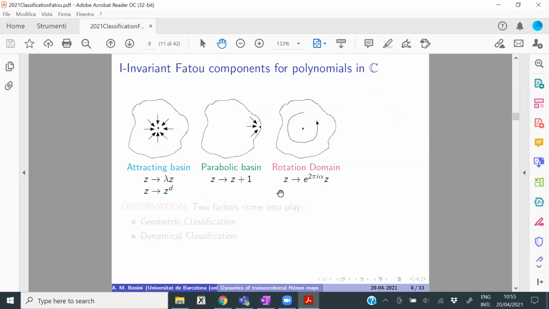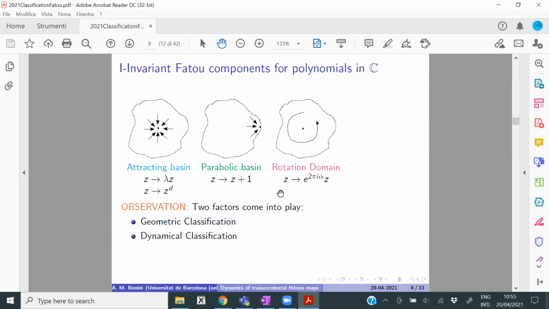And these are the pictures. Another thing that is very interesting here that I want to stress is that we have a normal form. In the attracting basin, your function is conjugate to either z goes to lambda z or z goes to z^d. In the parabolic basin, you're conjugate to the translation by 1, and in the rotation domain, you're conjugate to a rigid rotation on the unit disk. What you can't really appreciate here, but I still want to mention, is that there are two factors here in the way we look at Fatou components.